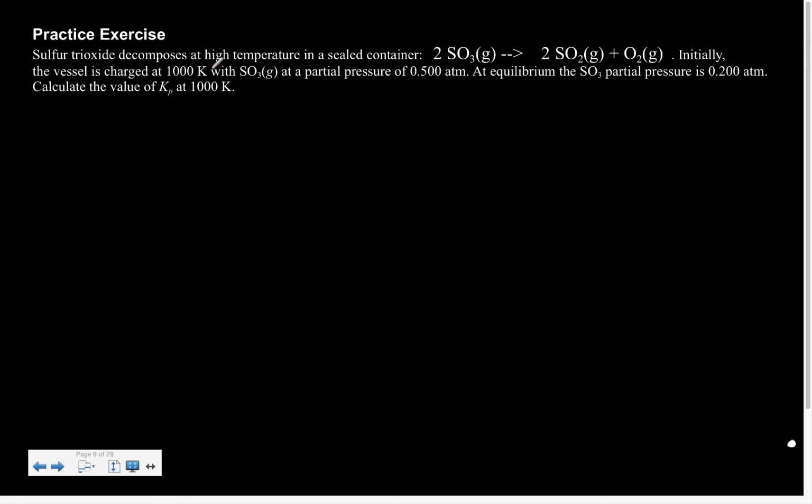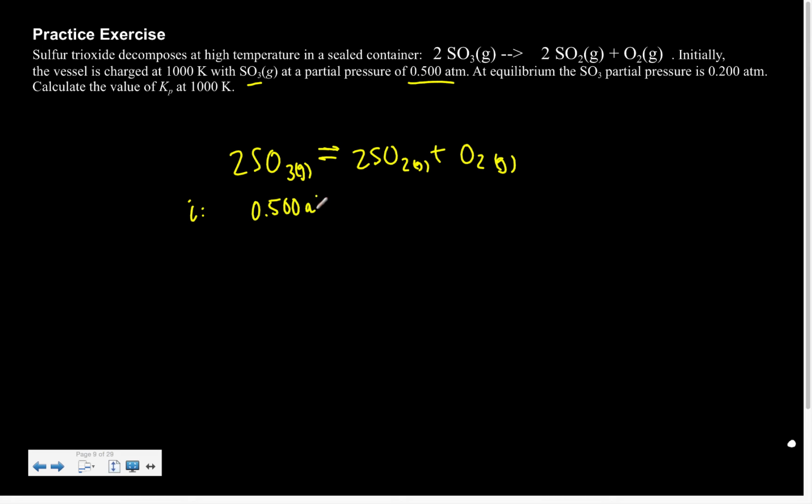It says we have sulfur trioxide that decomposes at a high temperature in a sealed vessel. So let's start by writing our reaction, which is 2SO3 going to 2SO2 plus O2, and they're all gaseous. It says that initially the vessel is charged at 1000 Kelvin with SO3 at a partial pressure of 0.5. So I know that this is 0.5 atmospheres. And I have my change and my equilibrium.